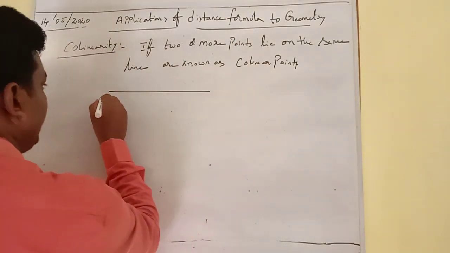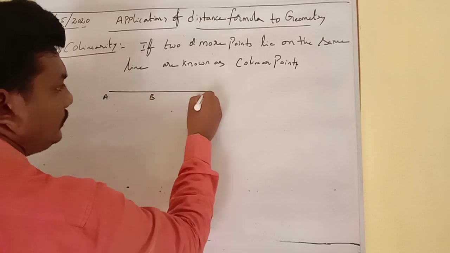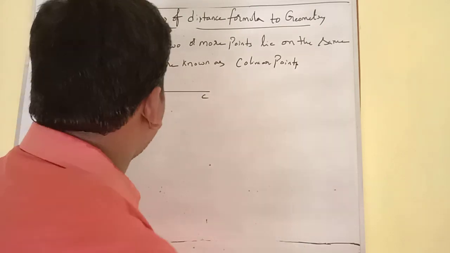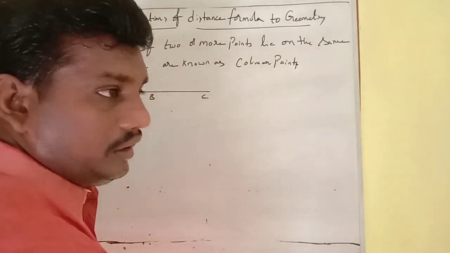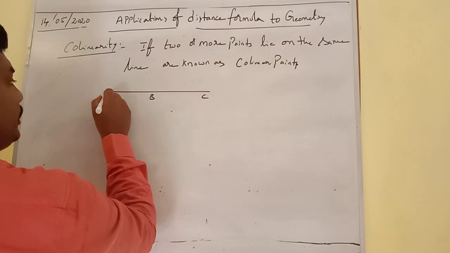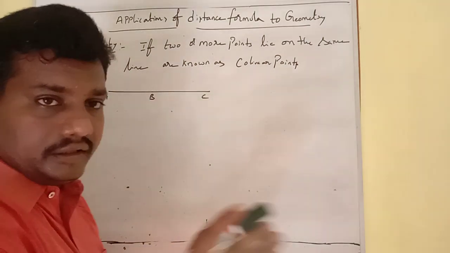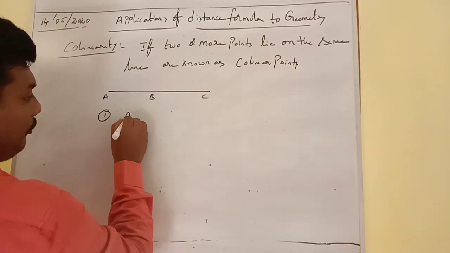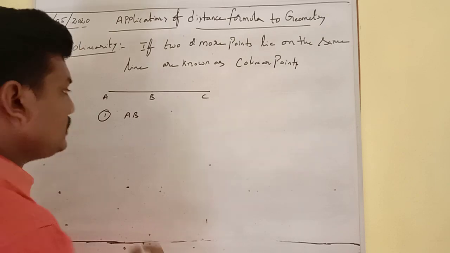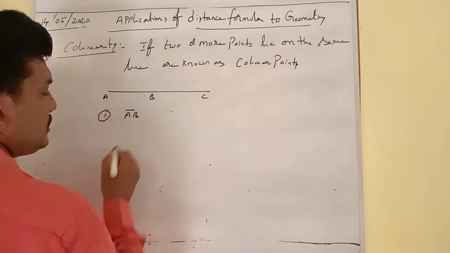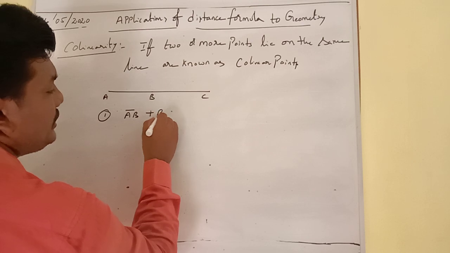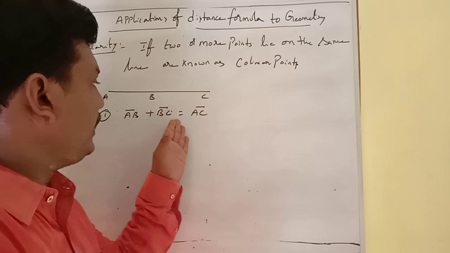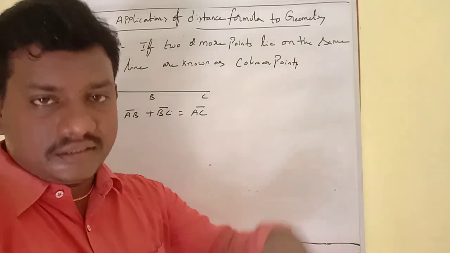So take 2 points A, B, C. Any 2 points are always collinear. We know very well about that. If one more point is also on the same line, then that is also collinear. So if any 3 points are collinear, what is the condition? The sum of any two distances is equal to the third distance: AB distance plus BC distance is equal to AC distance.